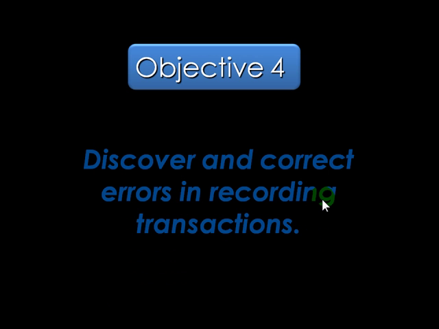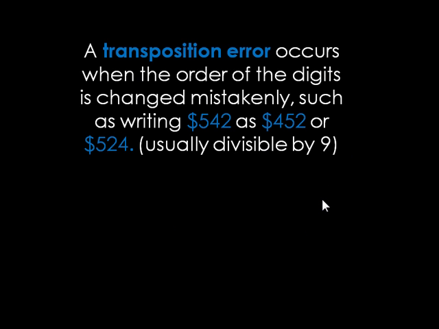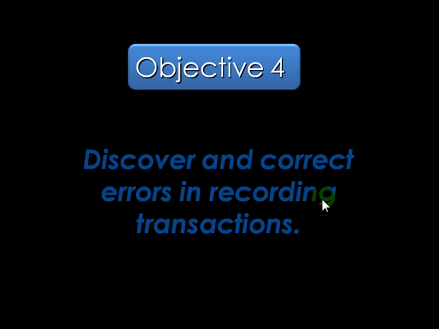And our fourth objective is to discover and correct errors in recording transactions. Now, even in computer systems, it's easy to make a mistake and make an error. Some of the types of errors we make are transposition errors. This occurs where you write something such as 542 as 452 or 524. Usually your error is divisible by 9 if it's a transposition error. And you would know this when you get to the bottom if you did your trial balance.